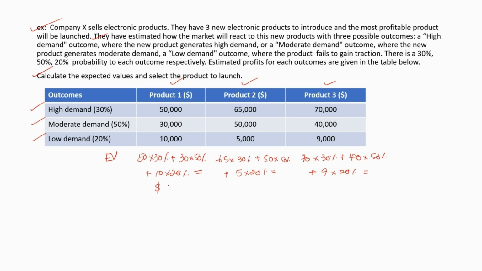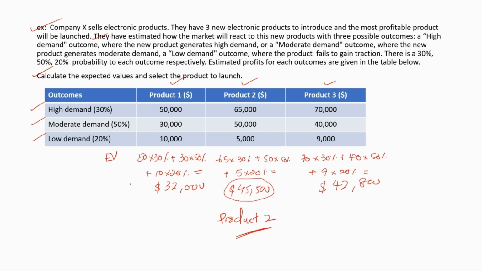Expected value for product 1 is $32,000. The expected value for product 2 is $45,500. The expected value for product 3 is $42,800. Since these values are estimated profits, let's select the highest expected value product, which is this $45,500. So under expected value method, we select product 2. So this product will be launched. This is the basics of expected values method.